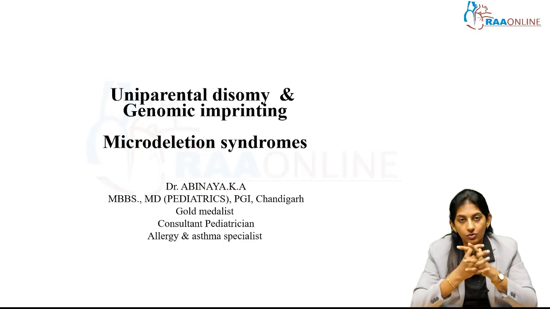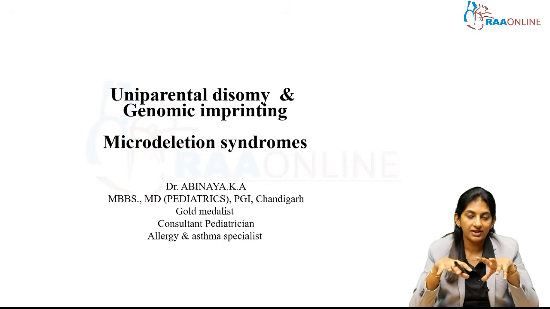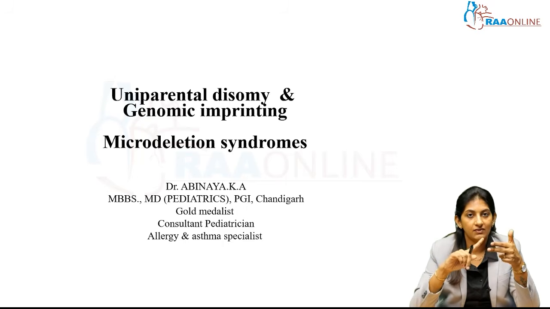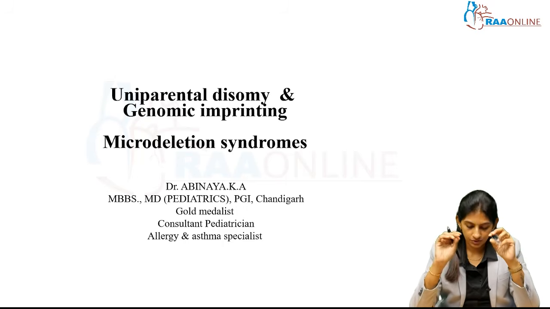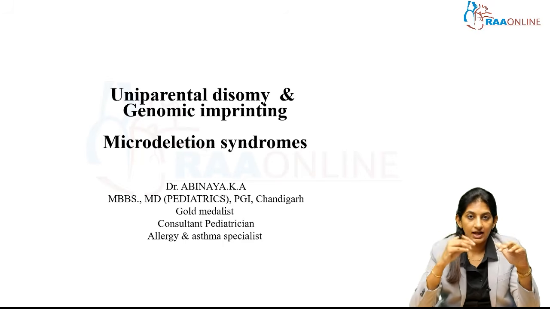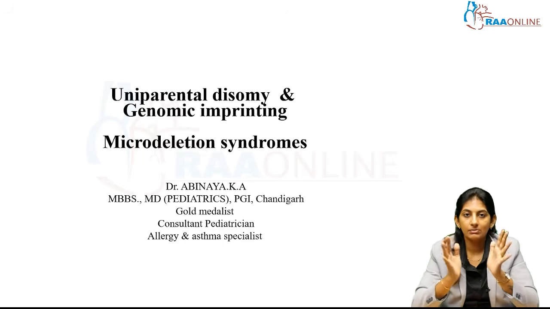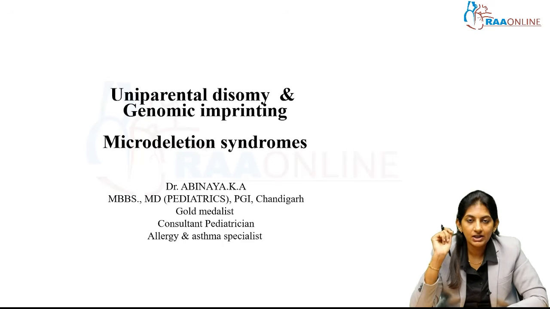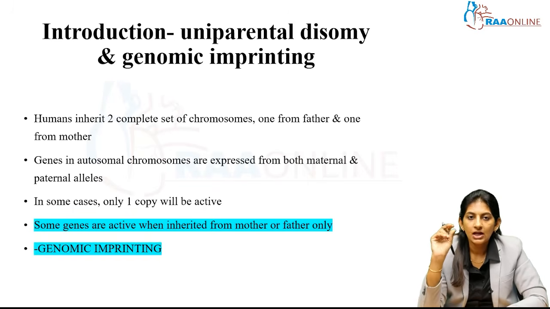And two microdeletion syndromes I'm going to refer to here. One is DiGeorge and another one is Williams syndrome. So all the salient points will be discussed, and I'm going to keep it short so that you will remember the important points, which are very important for the exams. So first I'll give an intro of what this uniparental disomy and genomic imprinting is.